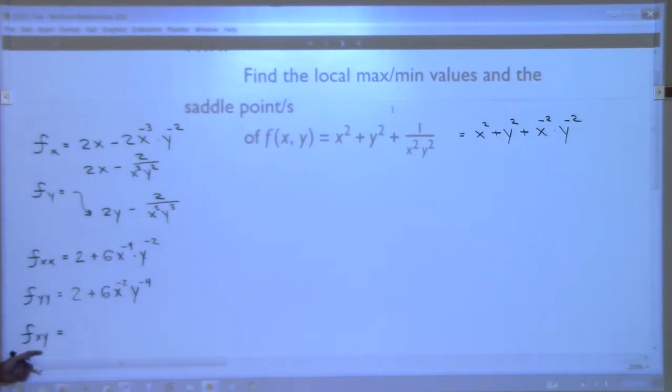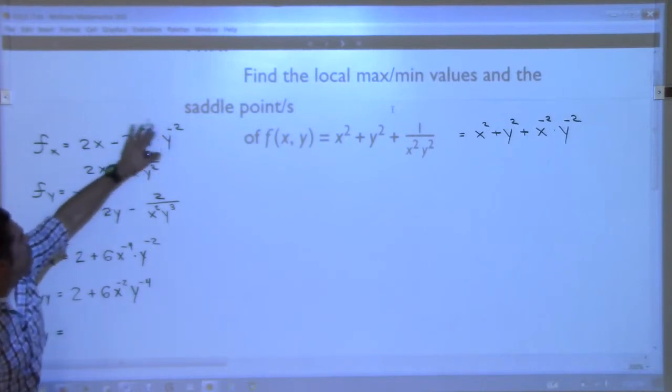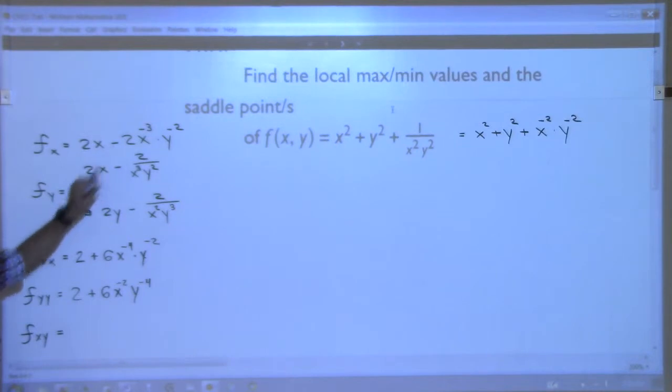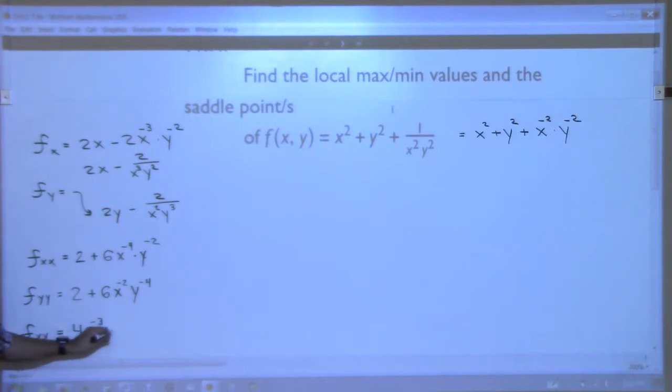Now this one's going to be a little different. What about partial with respect to x then y? The 2x and 2y are gone, right? That's 0. And then you're just taking the derivative of that with respect to y. So the negative 2 comes out, hits that negative, so 4, x to the negative third, y to the negative third. Does everyone follow that? Okay.